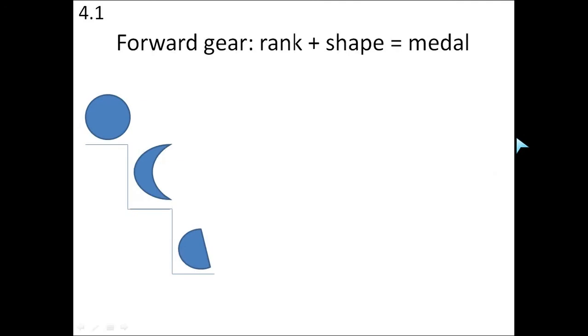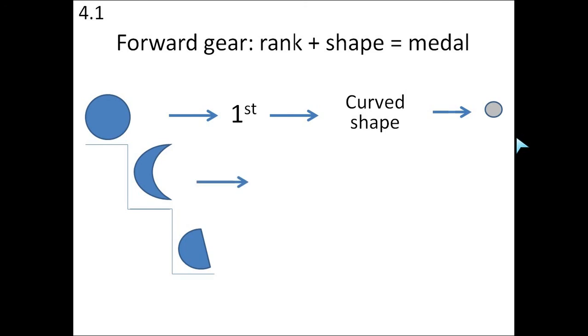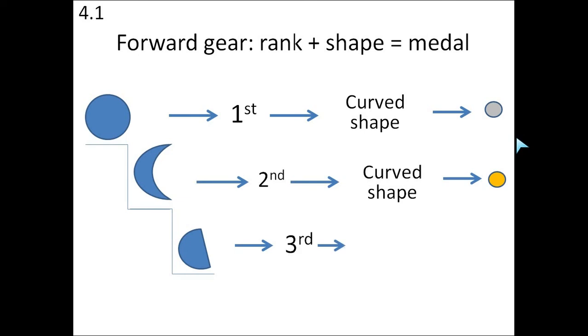We can do the same thing with our curved shapes. So the circle came first, but it's a curved shape, and curved shapes for their first place always get not gold but silver. Second place was the crescent, and that's a curved shape, and we know for curved shapes the second place is always gold. And the third place went to the semicircle, and it's a curved shape, and that curved shape matches straight edge shapes and gets a bronze medal.